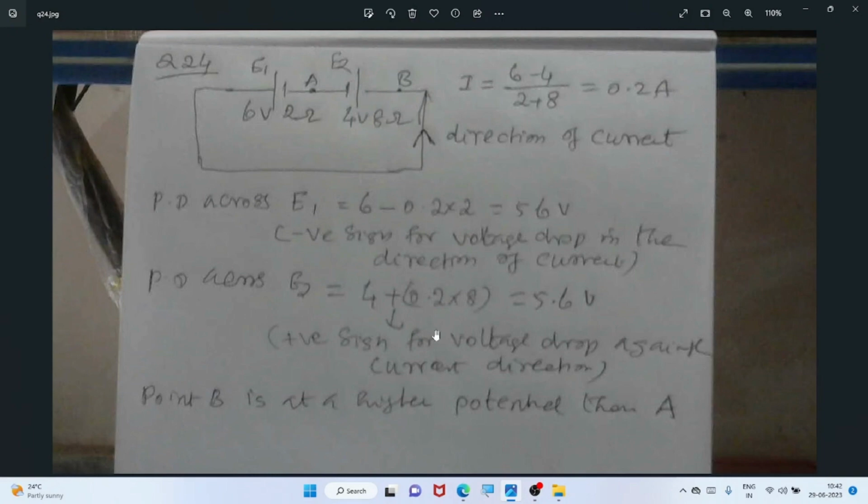Okay, then you have to add this. Current flows from positive to negative. For this battery, the voltage drop in the internal resistance is opposite to the current direction, so you have to add. So 4 plus 0. Okay, so this is the potential difference across this. The potential here is more than the potential here.